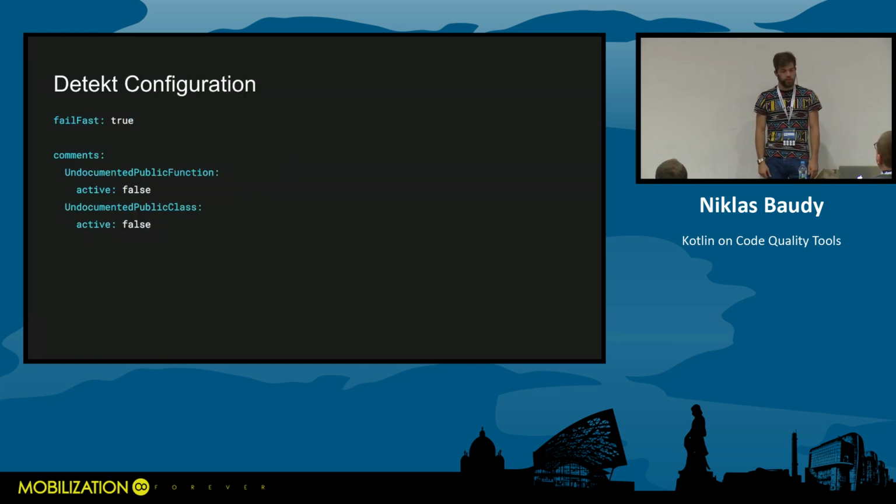Now the Detekt configuration is a YAML file. So we, for instance, can use the fail fast. Fail fast enables every rule on Detekt by default. And then rules are clustered into groups. So there's like a commons group, and then we can say undocumented public function, we might want to go and deactivate it.